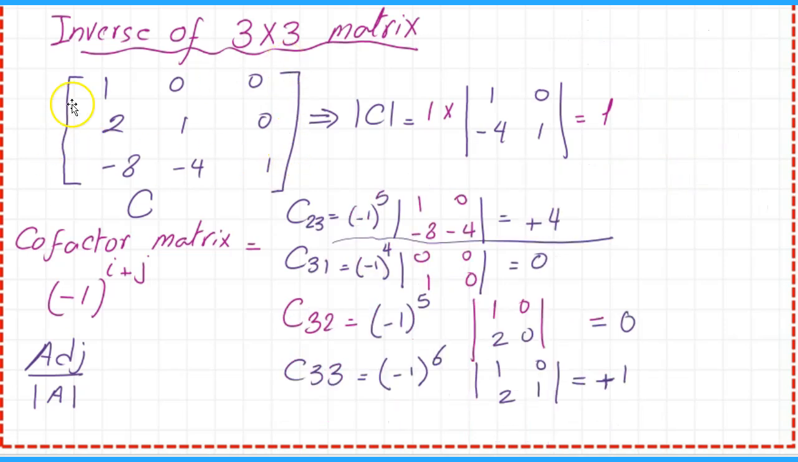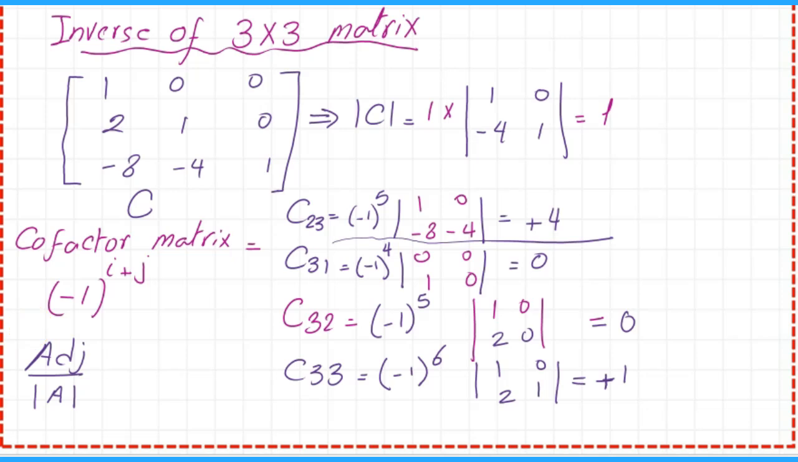C23, we have minus 1 raised to the power of 5, which will give us negative, while the determinant value of M23 is 1. C31 is 0, 0, 1, 0, which will give us 0. C32, minus 1 to the power of 5, we have 1, 0, 2, 0, and the value of the determinant is 0. C33, we have 1, 0, 2, 1. Minus 1 raised to the power of 6 will give us a positive value. The determinant value is 1.